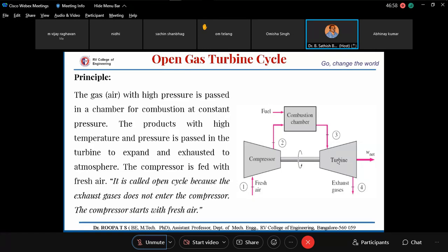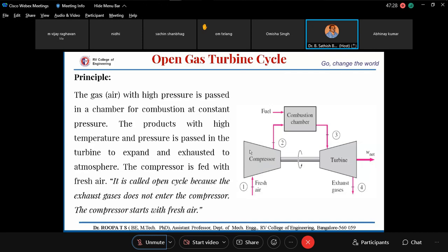So let us see how the working fluid is taken inside and how the working fluid will be passed on to the different components and how the heat energy is converted. That we will see. So the fresh air is taken into the compressor from the atmosphere, where it gets compressed to a greater extent by increasing its pressure and temperature to a smaller extent.